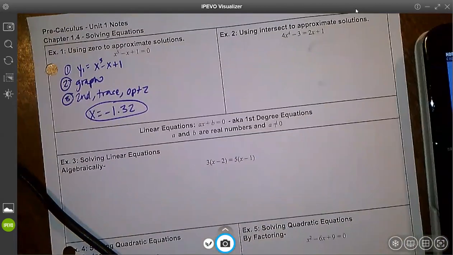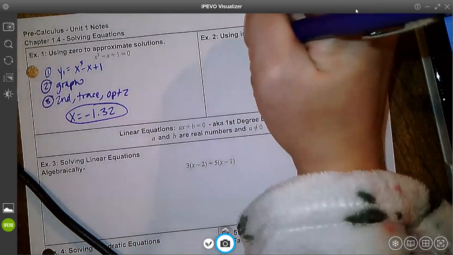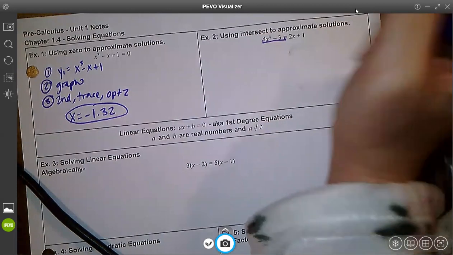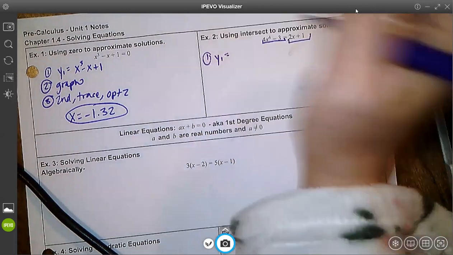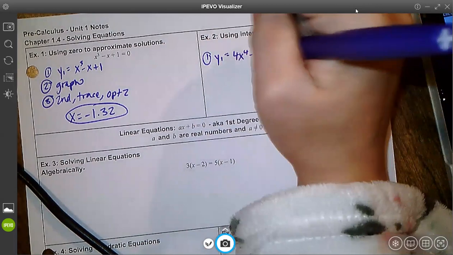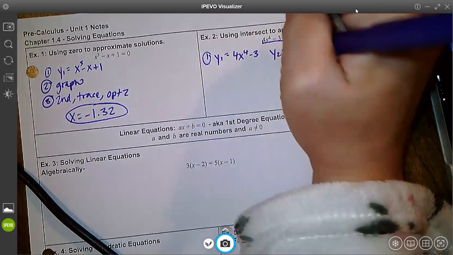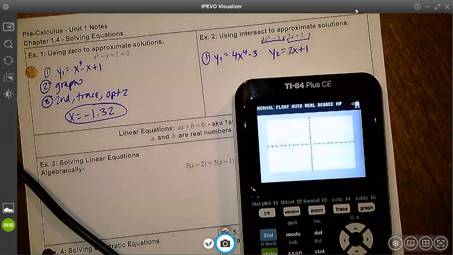The next one, to use intersect, if you have something other than 0 on one side, you'll set one side equal to y1 and one side equal to y2. So y1 equals 4x to the 4th minus 3, and y2 equals 2x plus 1. Graph it.